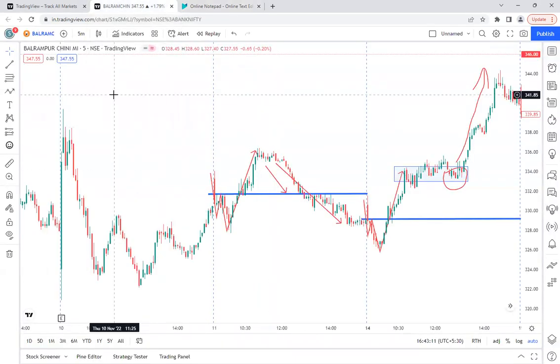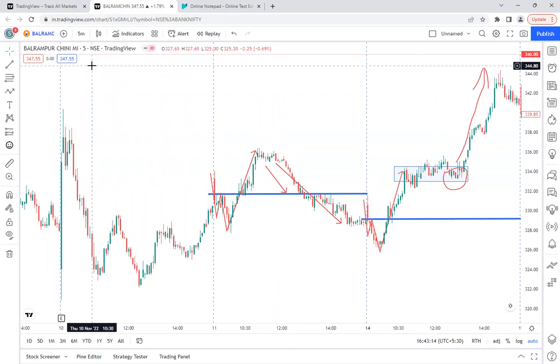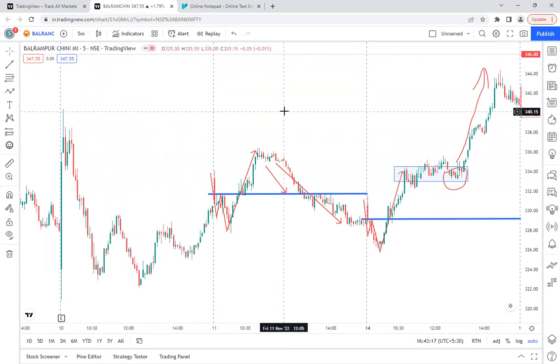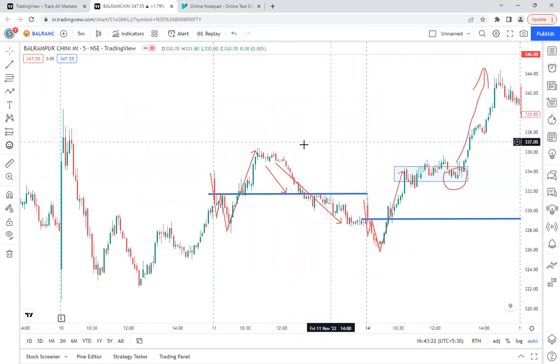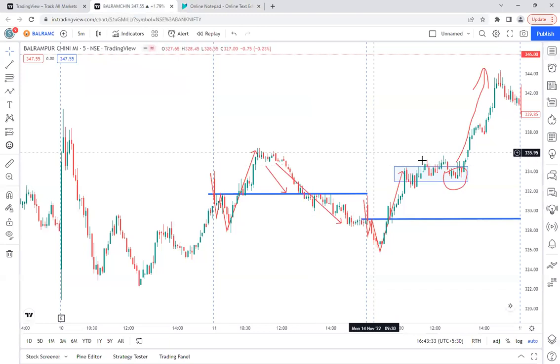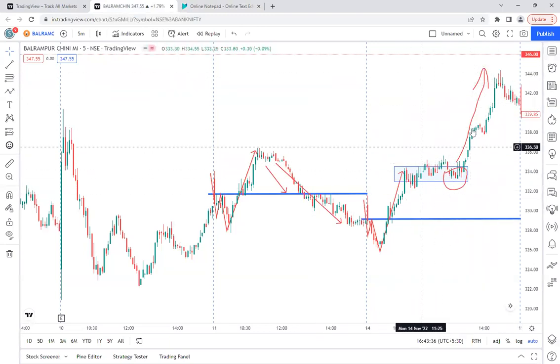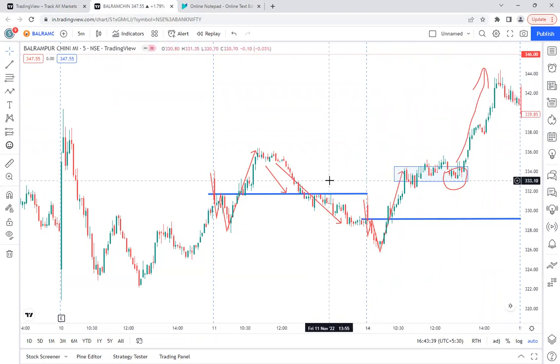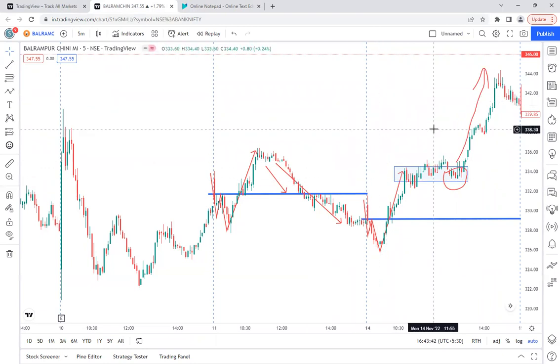This is the Balrampur Chini Limited stock chart, and we are on the 5-minute time frame. I have explained the price action that happened on 11th and 14th November in yesterday's video. If you watch yesterday's video on Balrampur Chini, you will understand why I have drawn these drawings and what analysis we have done on these 2 days. Still, I will explain it again at a higher level in this video also.